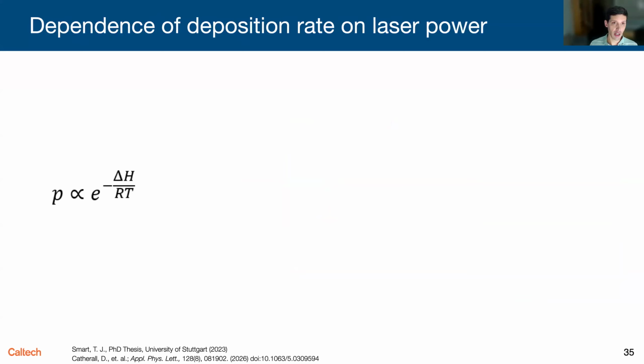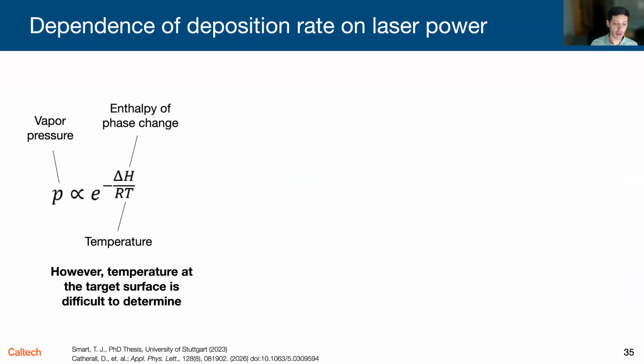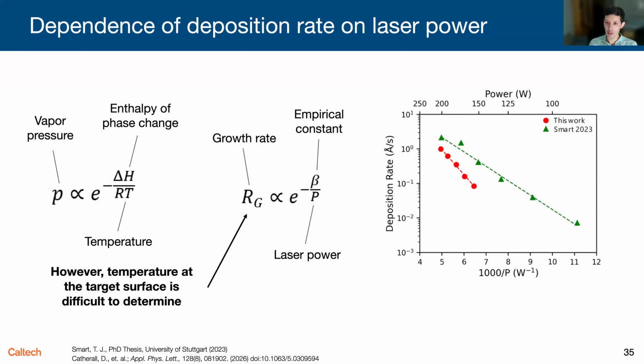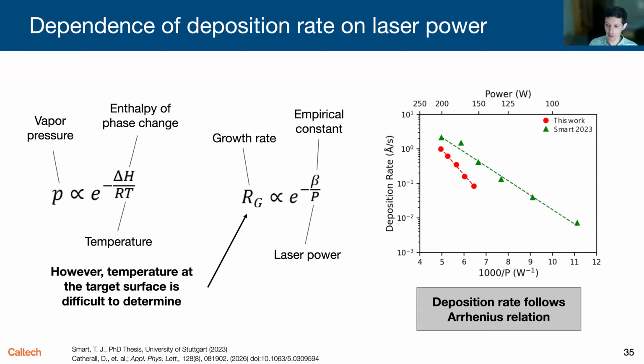Okay, so just some sanity checks. The deposition rate should follow an Arrhenius relation with temperature. It's not so easy to measure temperature at the target surface, so what has been done in the field is you just assume the growth rate is proportional to the vapor pressure and therefore also follows an Arrhenius relation with an empirical constant. So this is a plot of deposition rate versus inverse power, and the SMART 2023 is a previous work from the Max Planck group. Our work is shown here. There are some reasons that the slope is different, which are discussed in the paper, but you can see it's still following the expected Arrhenius relation, which is reassuring.